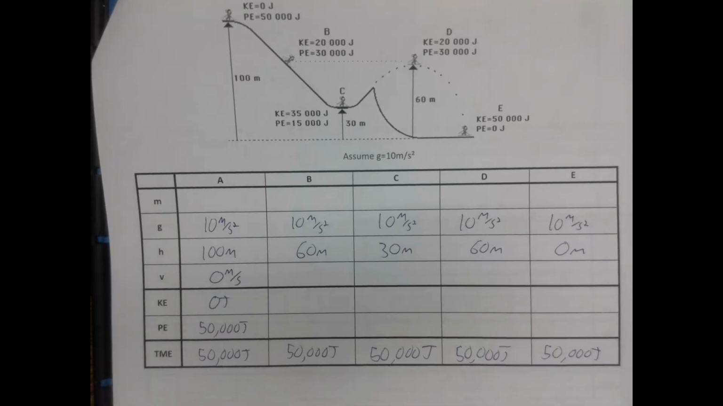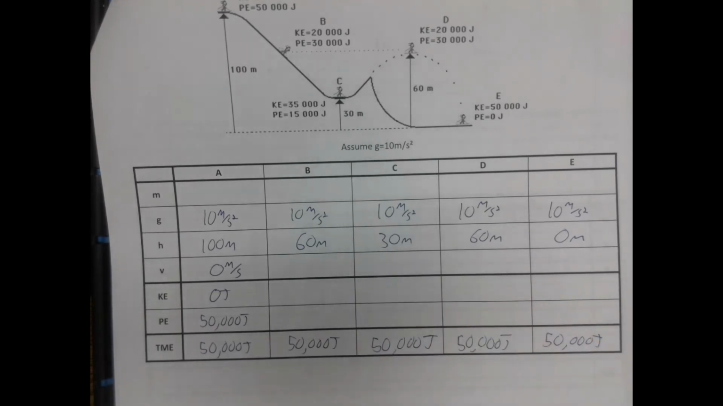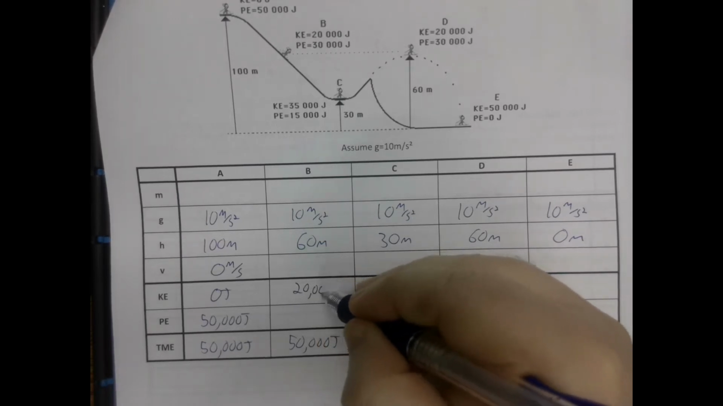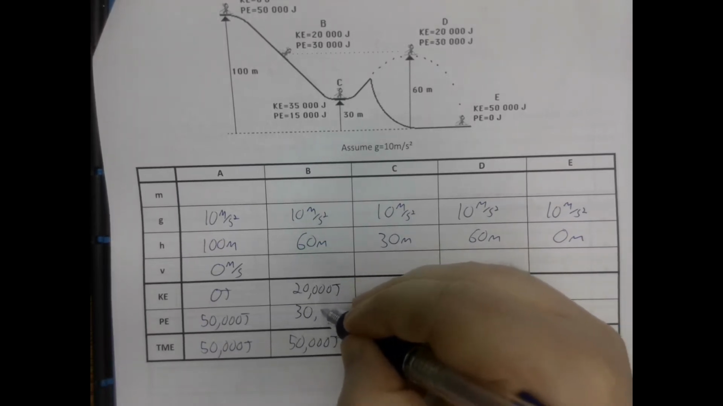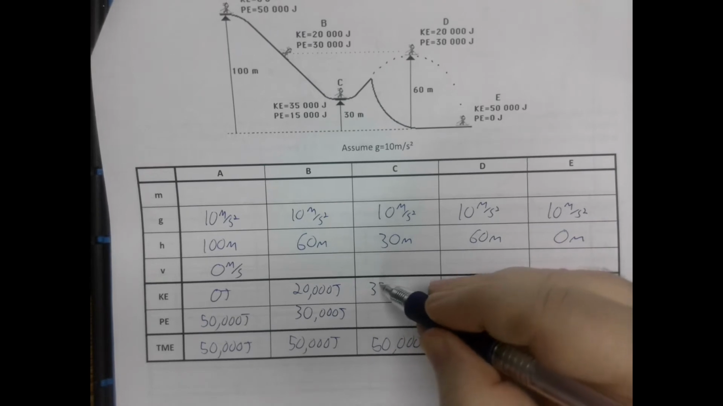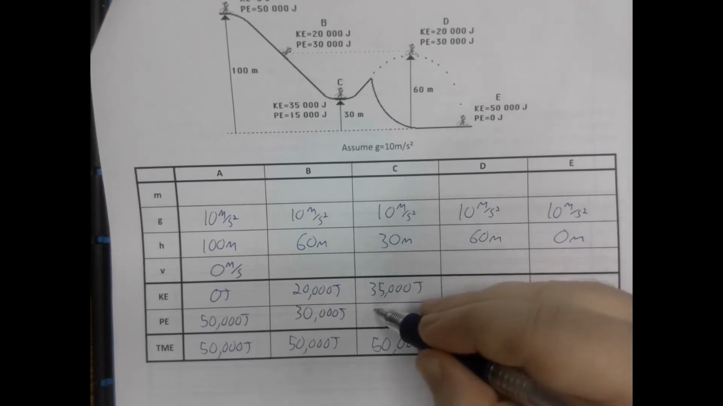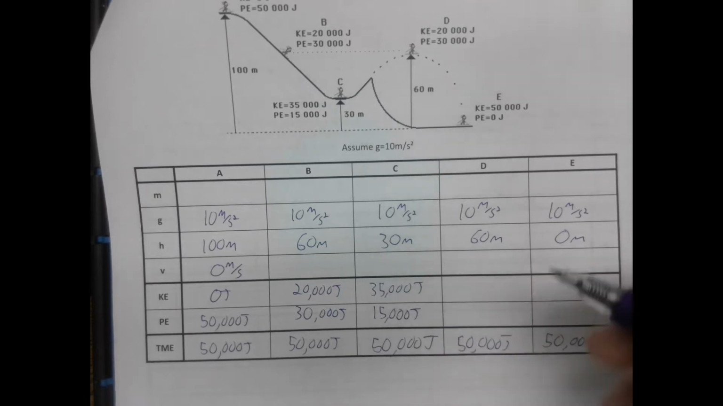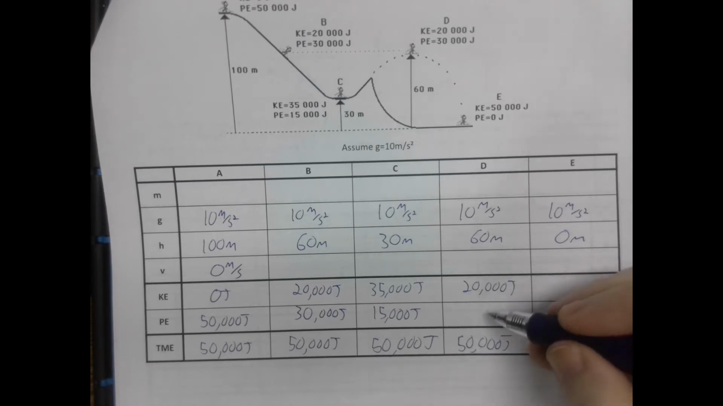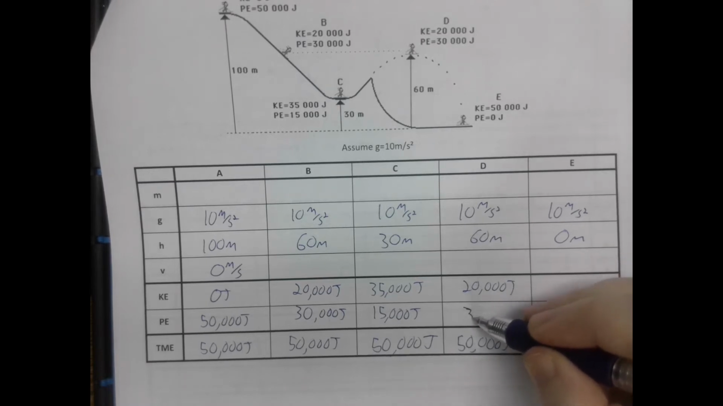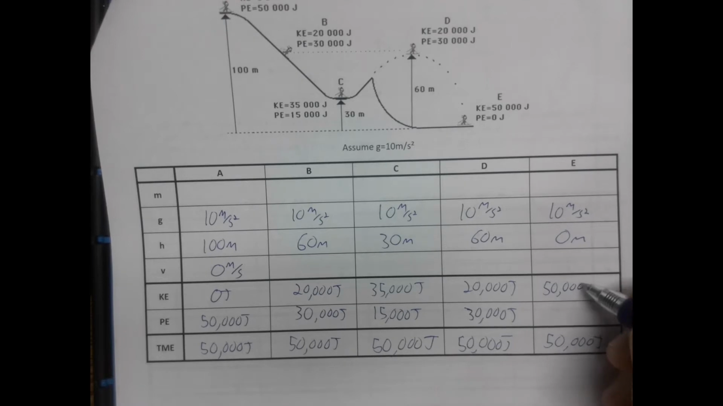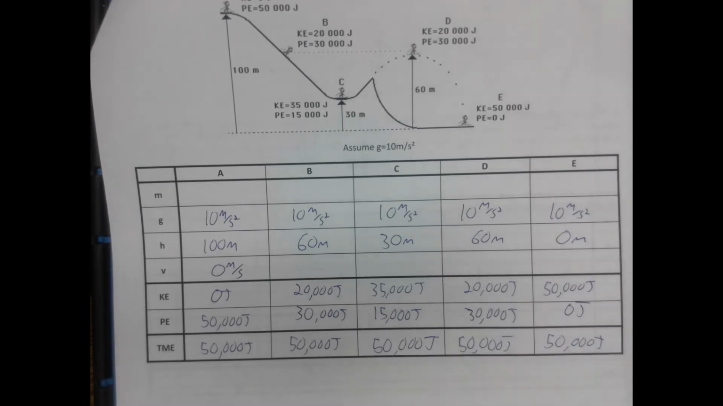We'll see on the next problem. Make sure you read the description first. So B, kinetic energy is 20,000 and potential is 30,000. At C, it's 35,000 and potential energy is 15,000. And D, 20,000 and 30,000. And for E, it's 50,000 and 0 joules there.